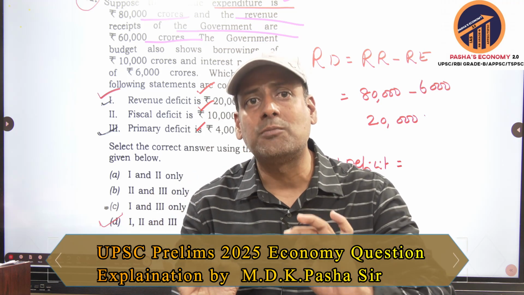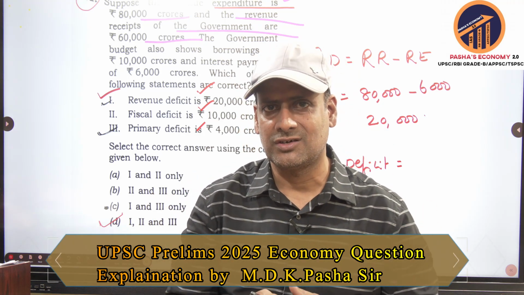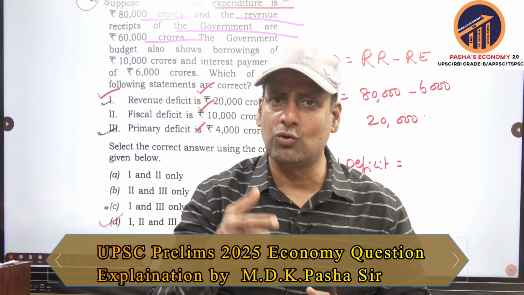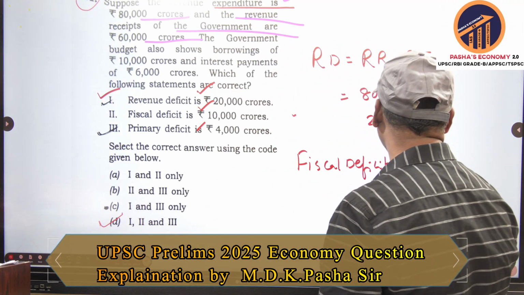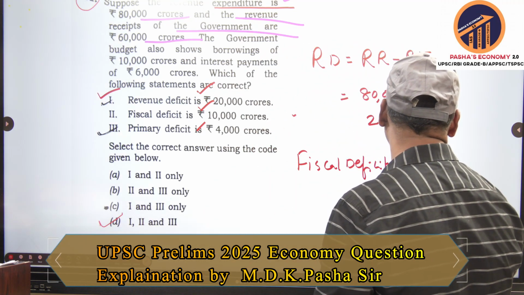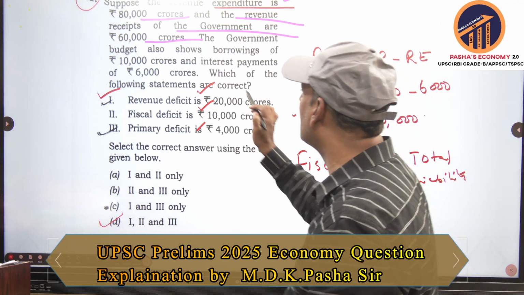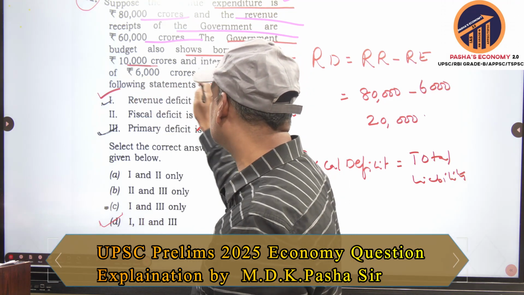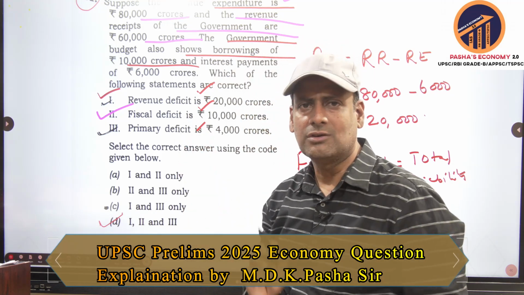How much the government is borrowing in one particular financial year, that reflects the fiscal deficit. Clear? Total receipts minus total expenditure, excluding borrowings. That is the reason fiscal deficit is nothing but total borrowings of the government, the total liability of the government. It is clearly mentioned in the question, total liability. The government budget also shows borrowings are 10,000, so the fiscal deficit is 10,000. Statement 2 is also right.